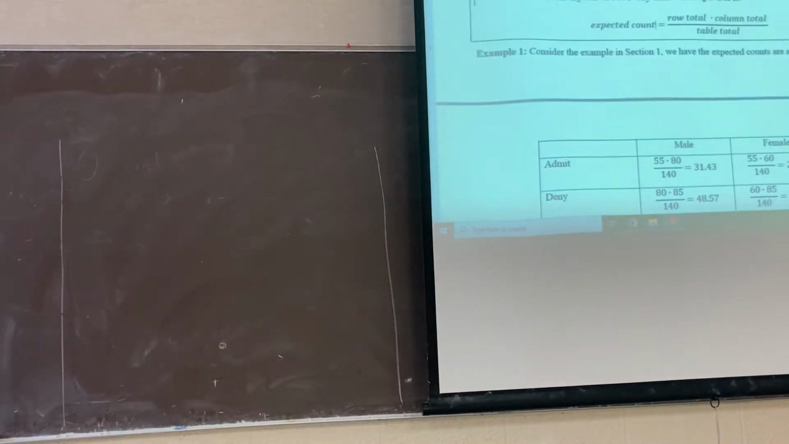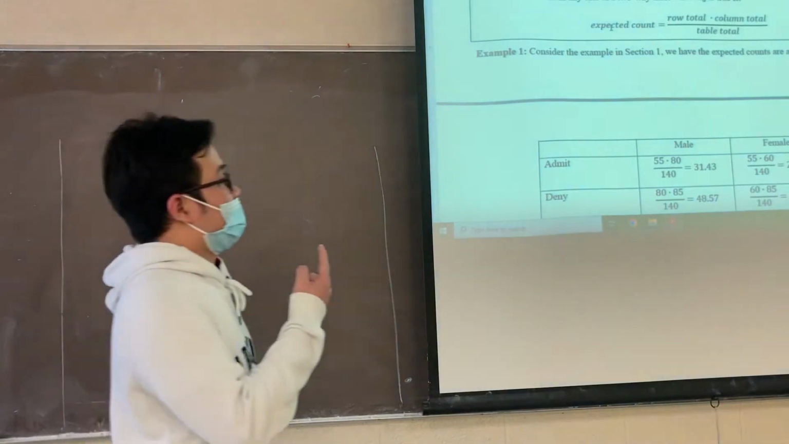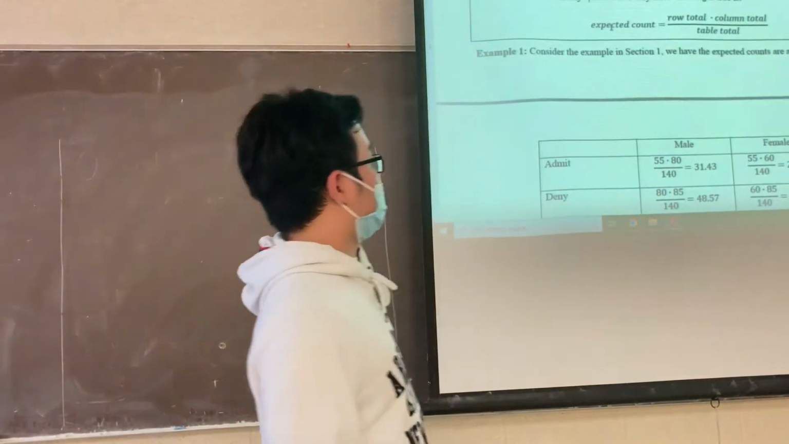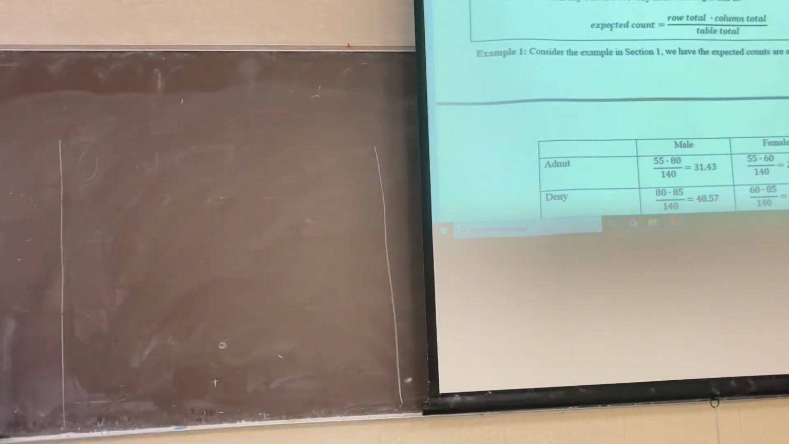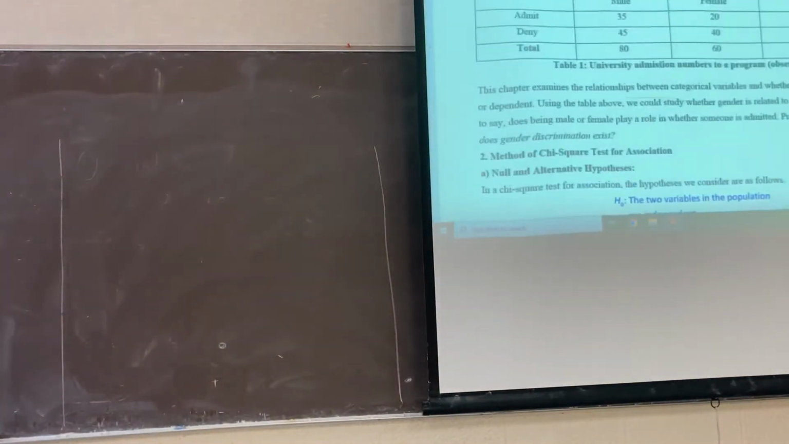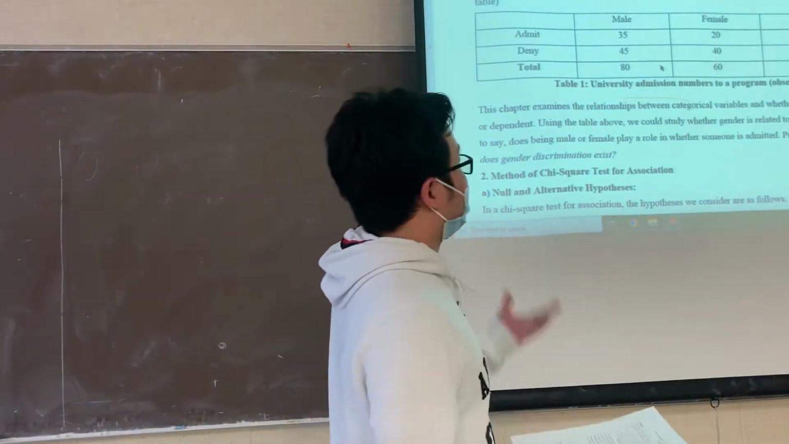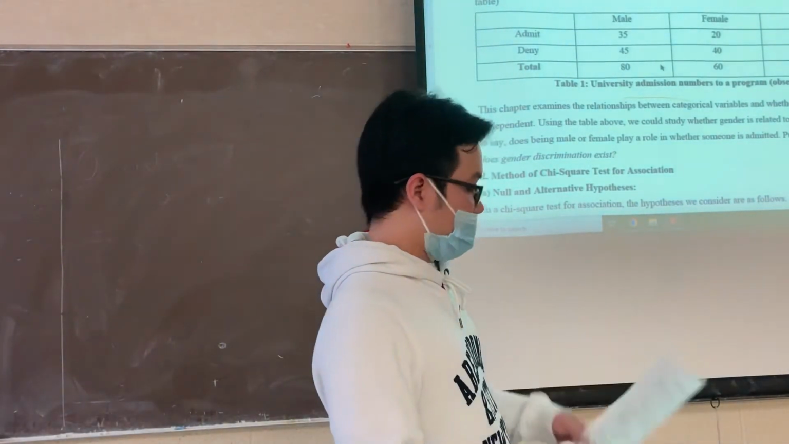Okay, so we will look at the expected count. The expected count is calculated by the row total times the column total over the table total. What does it mean? I will use the table here to show you how to calculate the expected count.